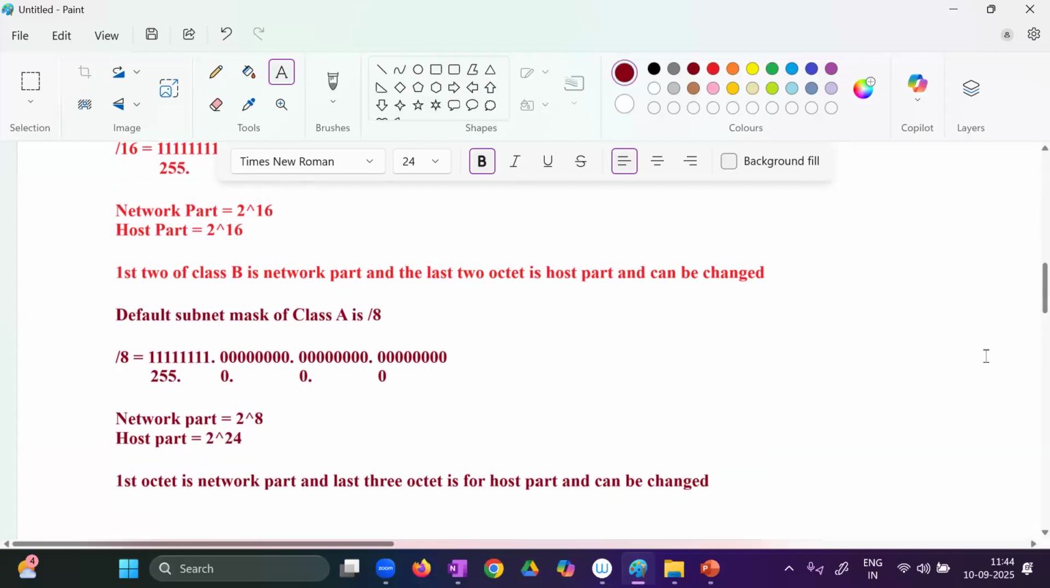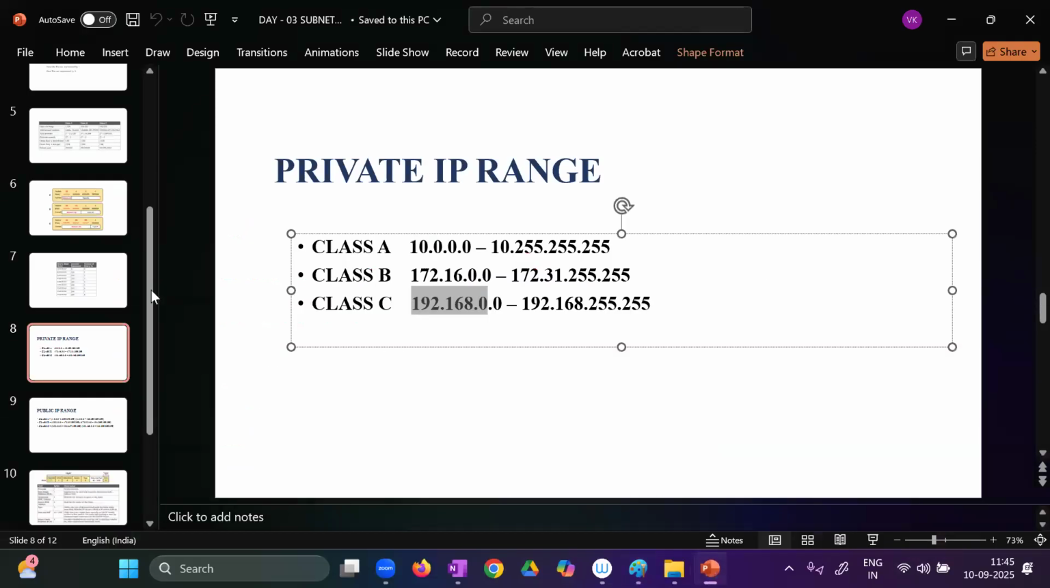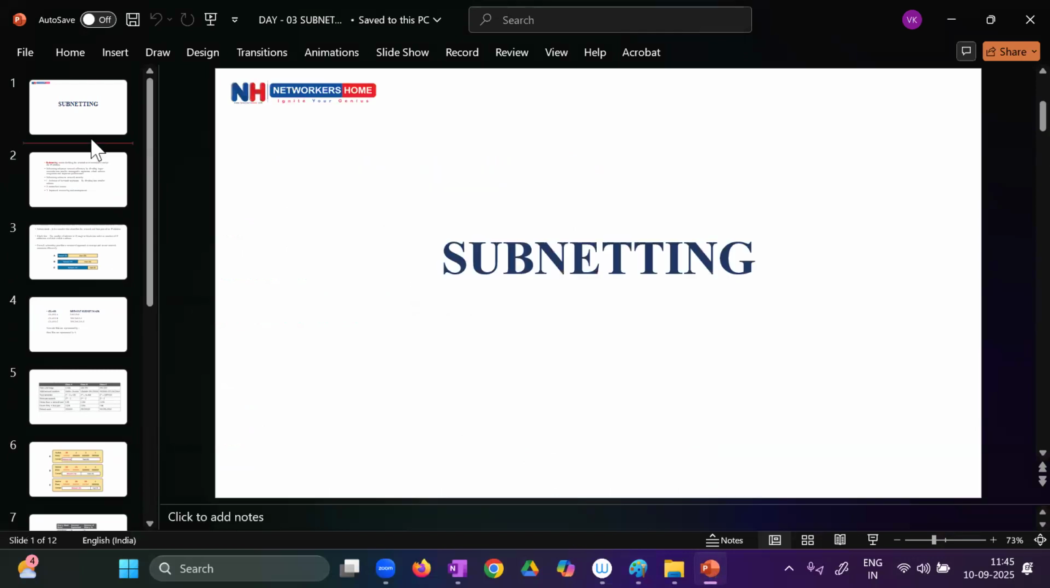Clear till here? See, then what happened now? Earlier we were using this classful network. Classful means we were always using the default subnet mask values of class A, B, and C, because D and E don't have any subnet mask. Subnet mask we have till A, B, and C only.